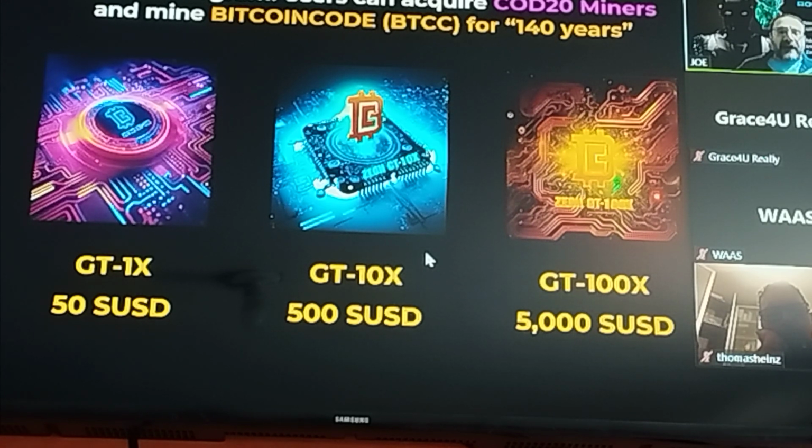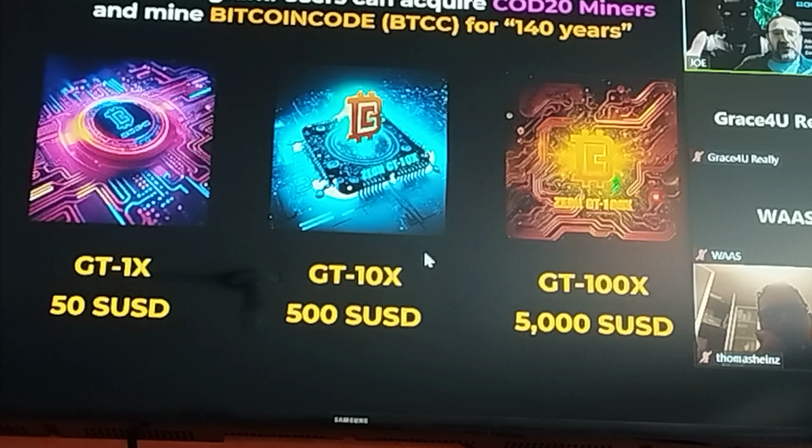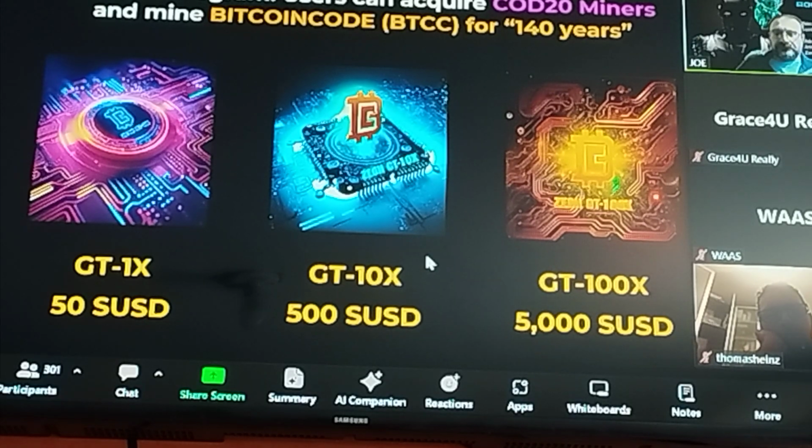We have 3 miners available. The GT1X, which is $50, the GT10X, which is $500, and the GT100X, which is $5,000. And one is obviously a greater power than the other and will mine a larger quantity of Bitcoin code. And this was our launching product.